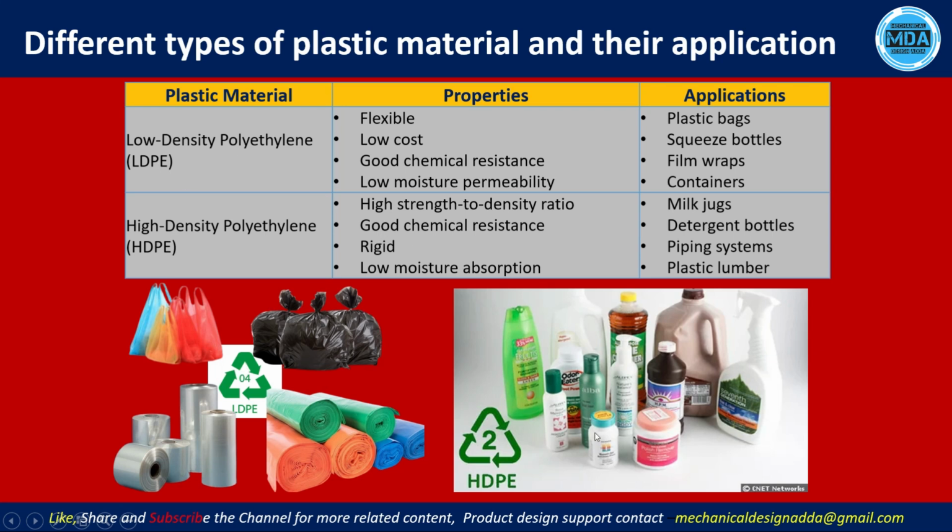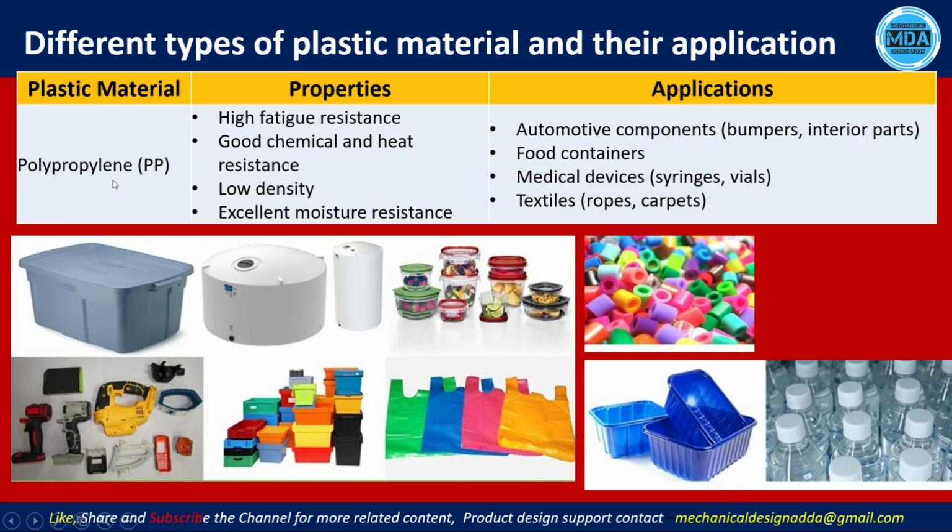And high density polyethylene is generally written as HDPE. It has a high strength to density ratio, it is rigid, and has low moisture absorption. Polypropylene has high fatigue resistance, good chemical and heat resistance, low density and excellent moisture resistance. You can see these types of products are using the polypropylene material. So these are the polypropylene products.